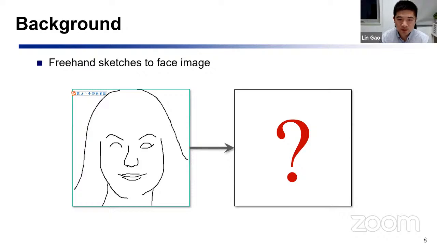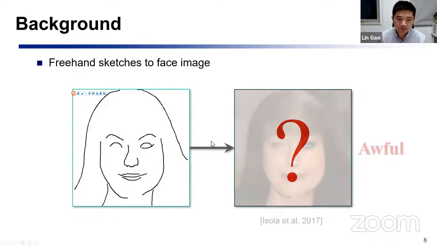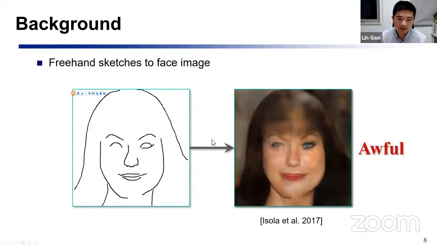Recently proposed deep learning-based methods, such as image-to-image translation techniques, allow automatic generation of photo images from sketches for various object categories, including human faces, and these methods lead to impressive results. When these methods are applied to the sketch-to-face task, we would get a result like this. This is not good because the synthesized face image exhibits a lot of artifacts.